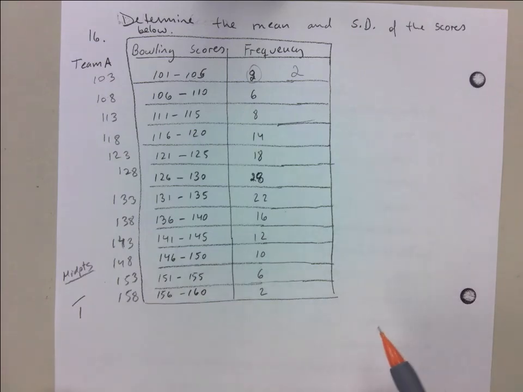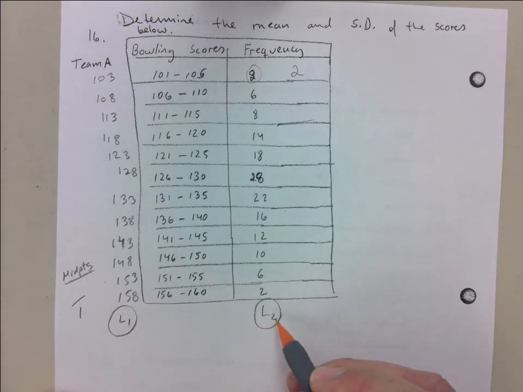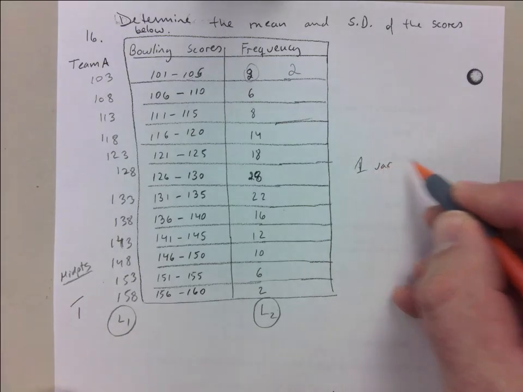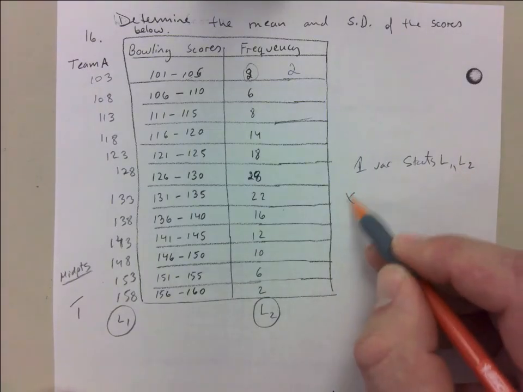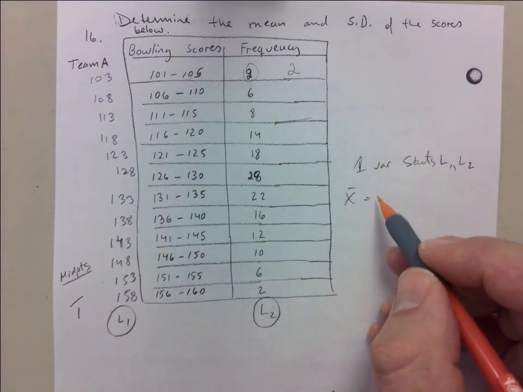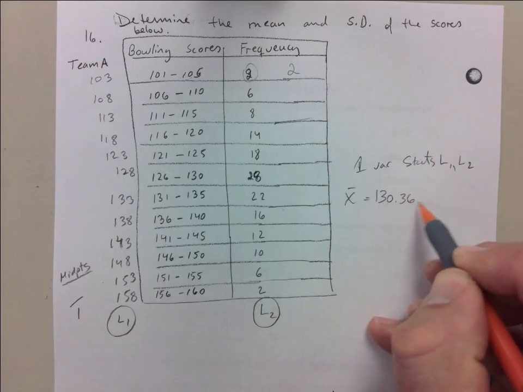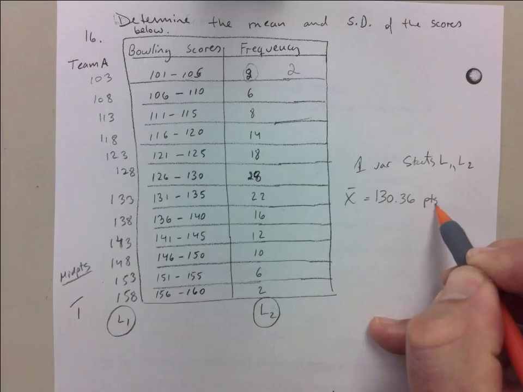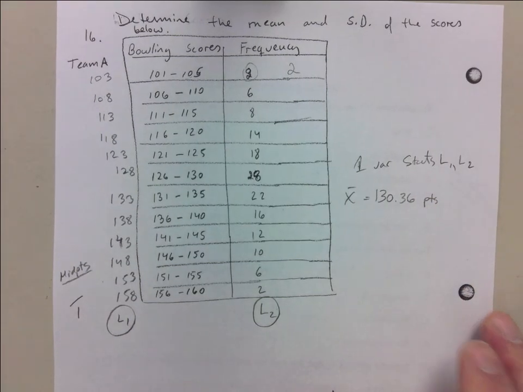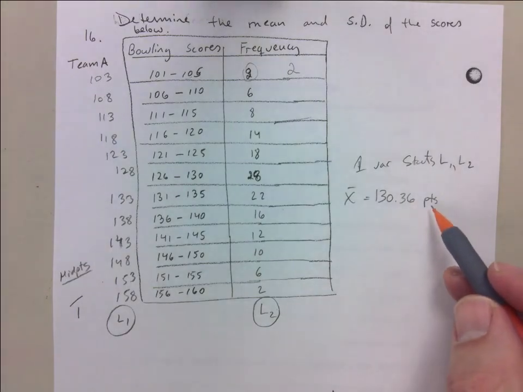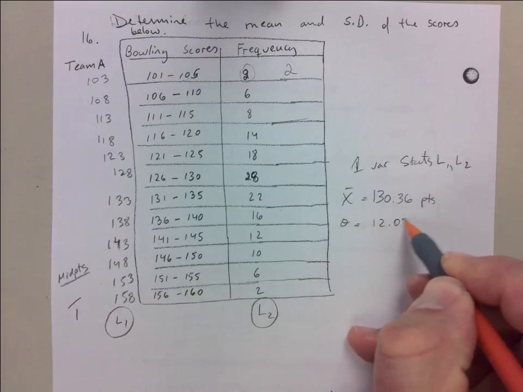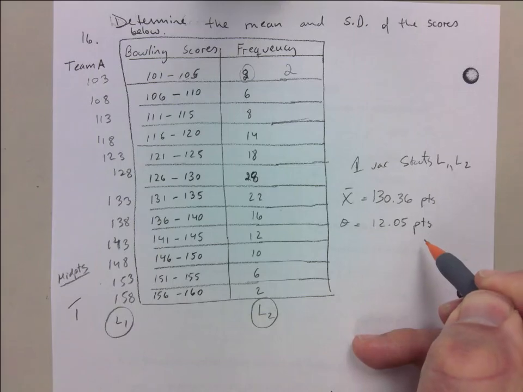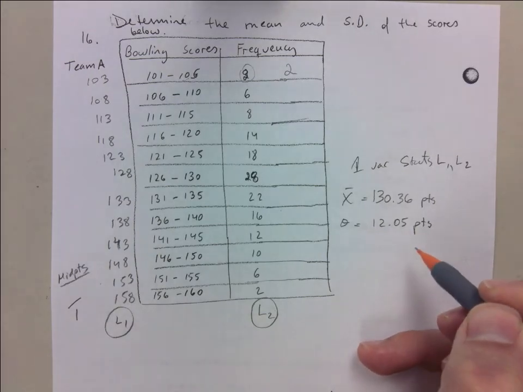And it says to find the mean and the standard deviation. So we put that into L1, sorry, this is into L2. We go one variable stats, L1, L2, and the mean is 130.36. And we don't know what the units are, but scores, bowling scores, so you can go points. Standard deviation would be 12.05 points. That's all I ask you for.